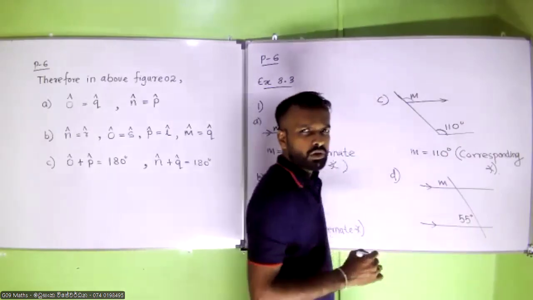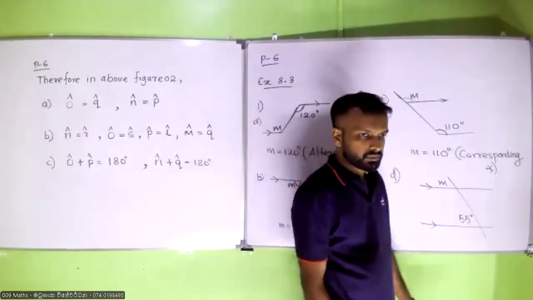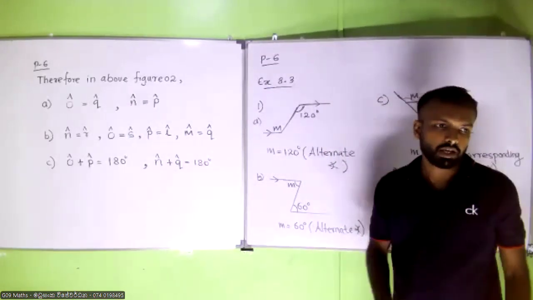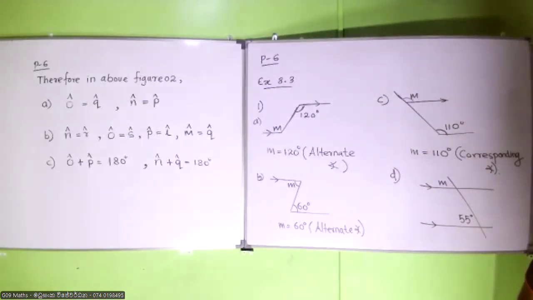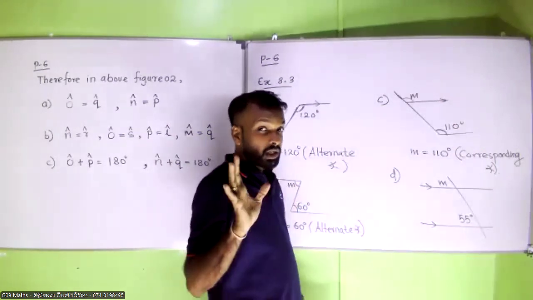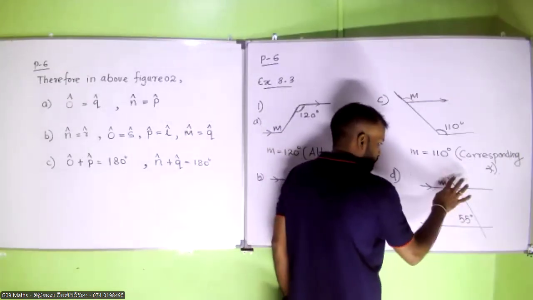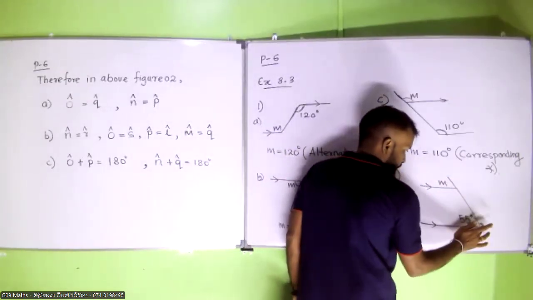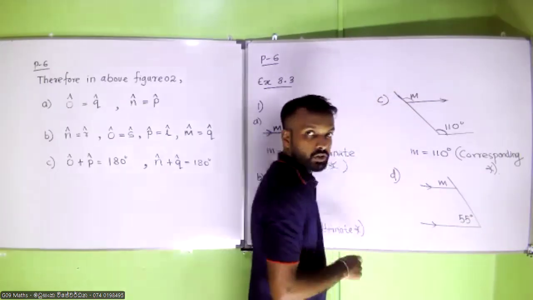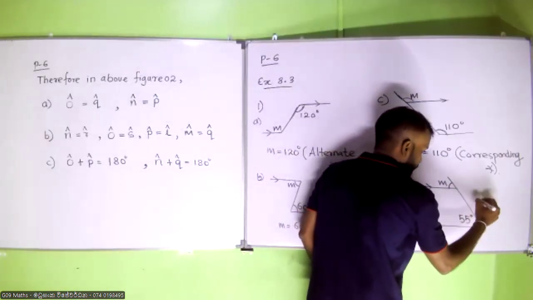Now, I'm not going to tell anything. Can anyone tell me what is the type of this angle? Corresponding. Super. Corresponding angles. If you are not clear with that, I'm going to remove all the unnecessary parts so that you can see. Upside-down F. So M equals 55.